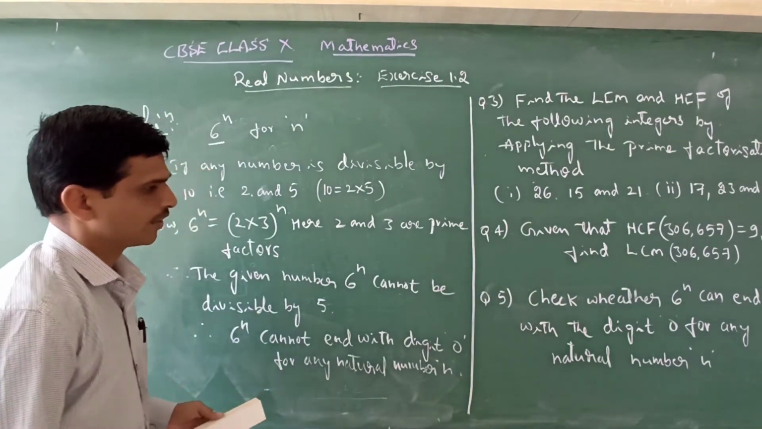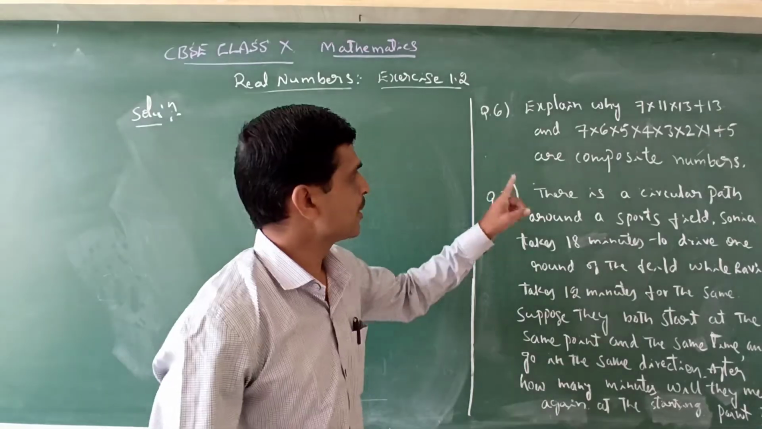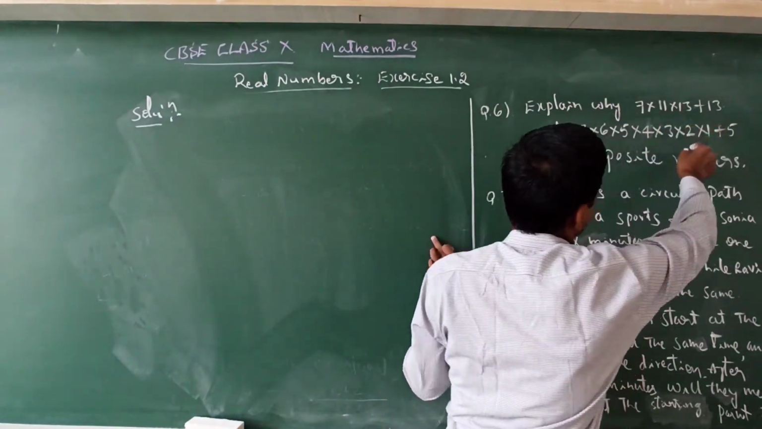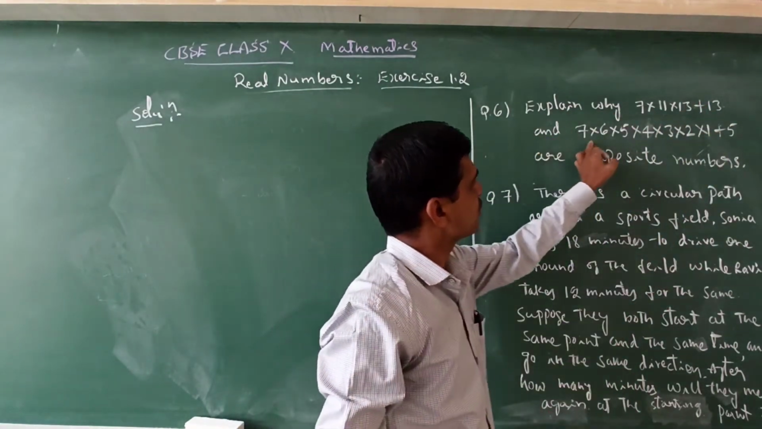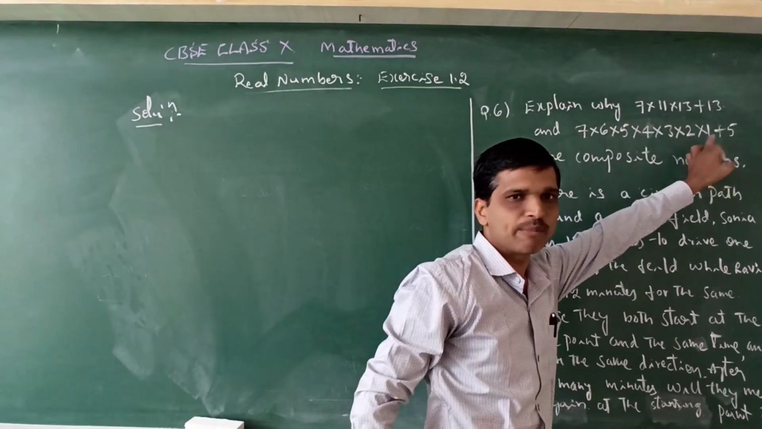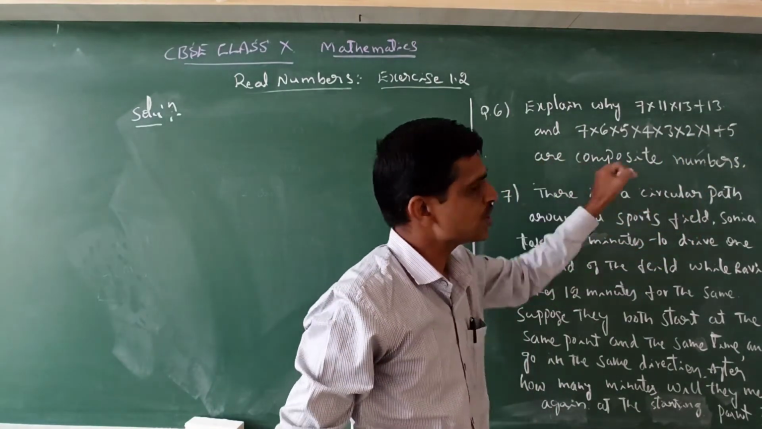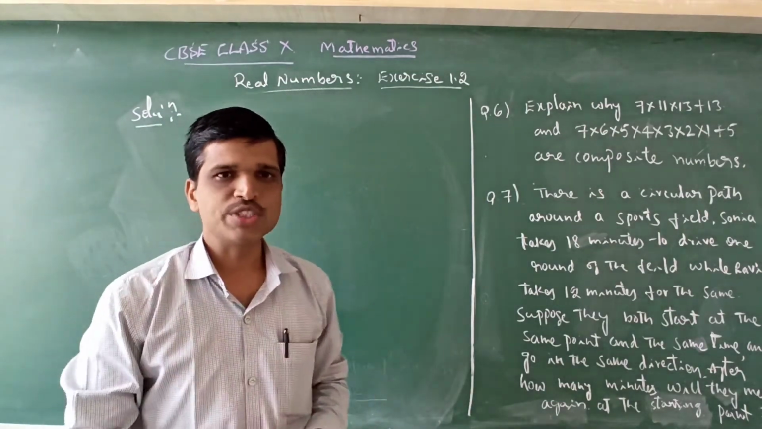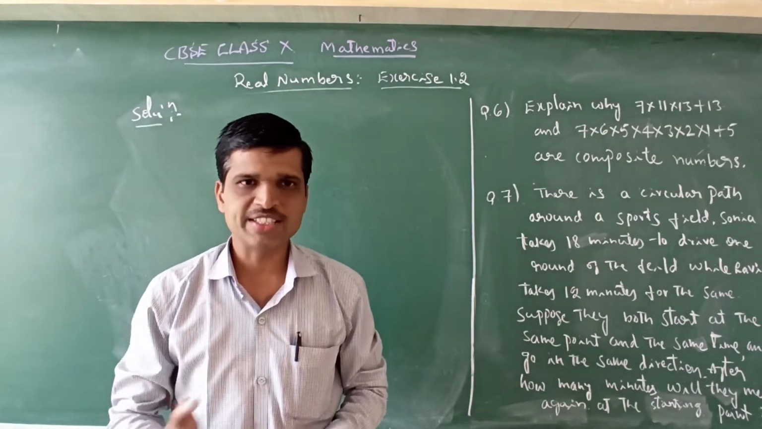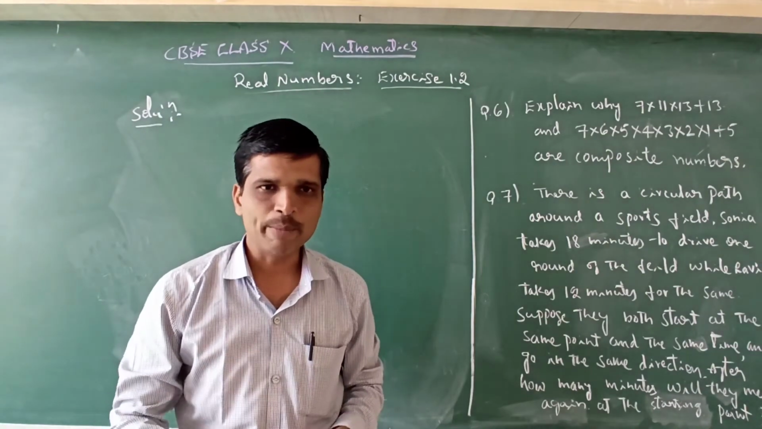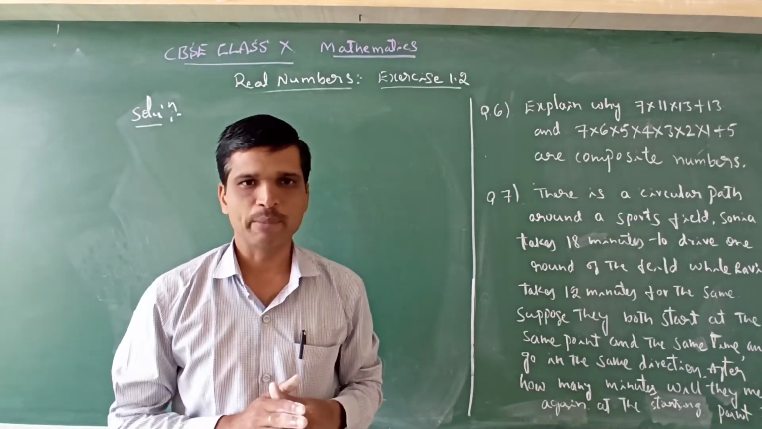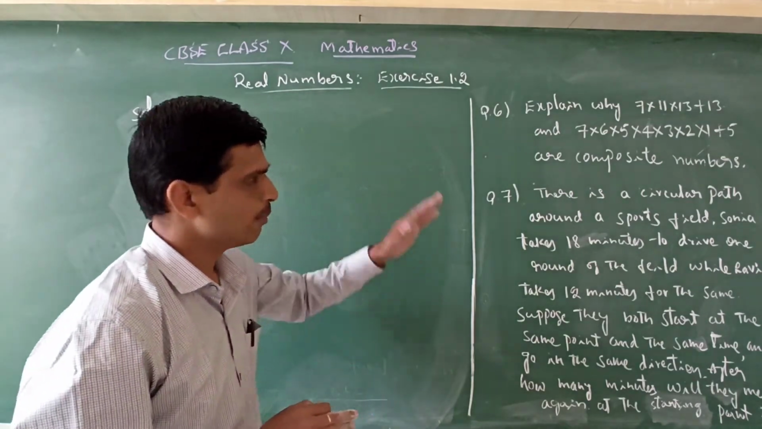So now we'll continue. Okay, now question number 6. Explain why 7 into 11 into 13 plus 13 and 7 into 6 into 5 into 4 into 3 into 2 into 1 plus 5 are composite numbers. You know already the meaning of a composite number. A composite number is a natural number which is divisible by 1, itself and some other number. That is why it becomes a composite number.